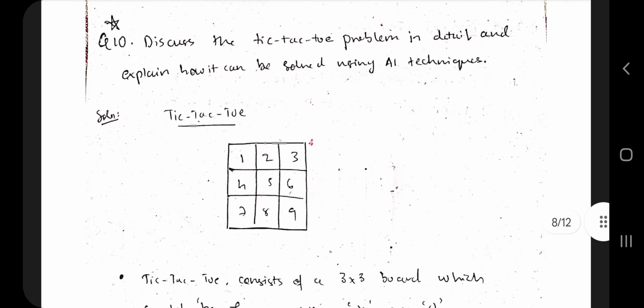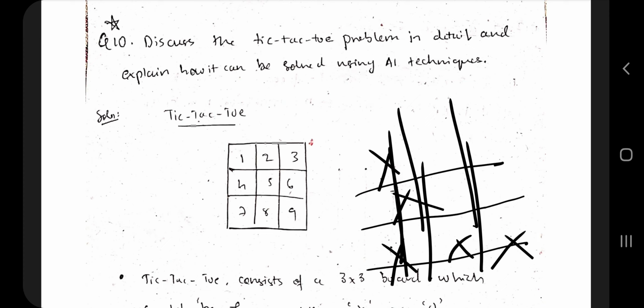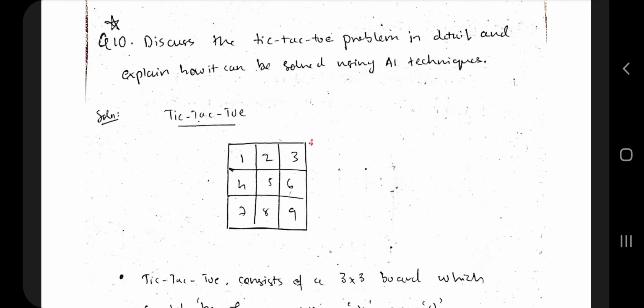The next one is, discuss the tic-tac-toe problem in detail and explain how it can be solved using an AI technique. So basically, what is tic-tac-toe? It's a super important question. Make sure you don't miss it before the exam. Tic-tac-toe means you'll be having these things. I guess all of us know this. If any three X come in the same row, same column, or diagonal, the same goes for O as well. If three come, it means we won.